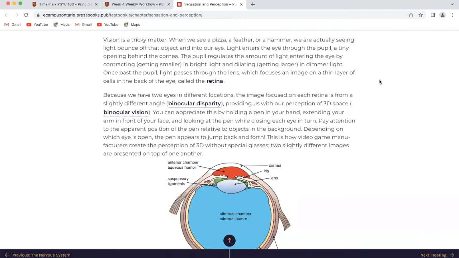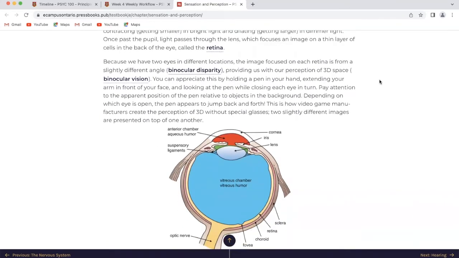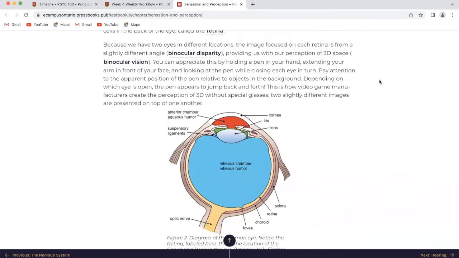Once past the pupil, light passes through the lens, which focuses an image on a thin layer of cells in the back of the eye called the retina. Because we have two eyes in different locations, the image focused on each retina is from a slightly different angle, providing us with our perception of 3D space.